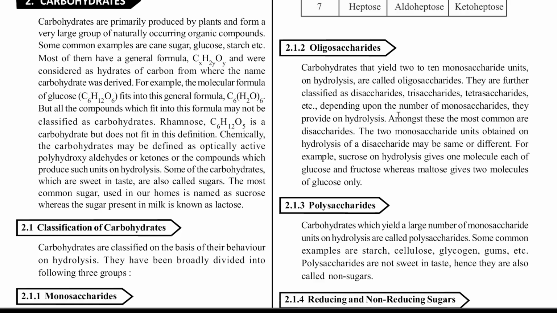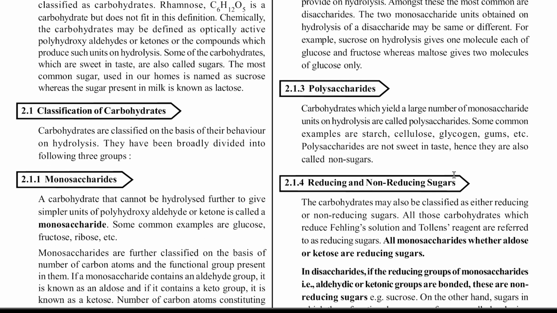Now, oligosaccharides. These are carbohydrates which yield 2 to 10 monosaccharide units on hydrolysis. They can be classified as disaccharides, trisaccharides, tetrasaccharides, and so on up to 10, depending on the number of monosaccharides they give on hydrolysis. Among these, the most common are disaccharides. The two monosaccharide units obtained on hydrolysis of a disaccharide may be the same or different. For example, on hydrolysis of sucrose, one molecule of glucose and one molecule of fructose is obtained, whereas maltose only gives two molecules of glucose which are identical in nature.